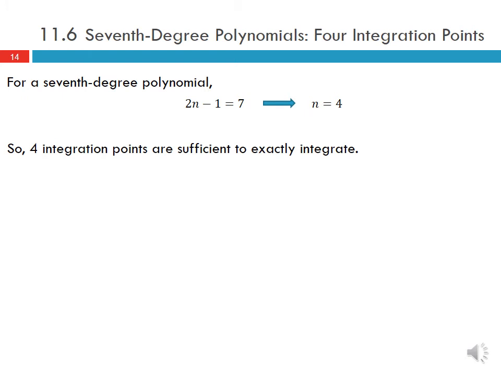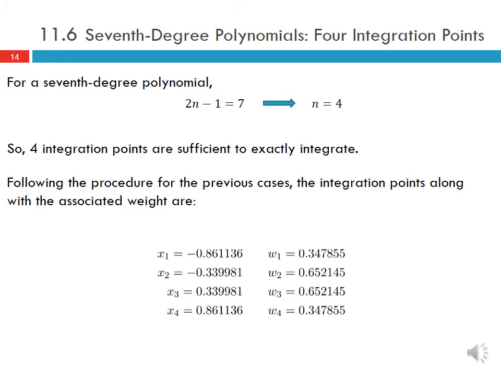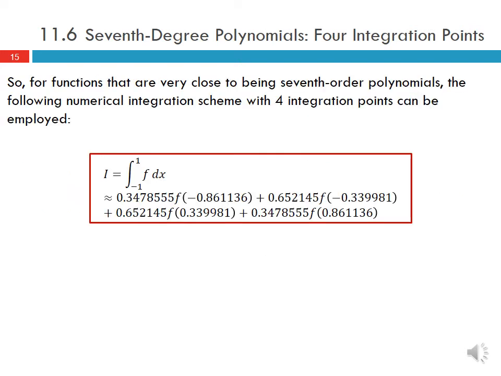For a 7th degree polynomial, n is equal to 4, so 4 integration points are sufficient to exactly integrate a 7th degree polynomial. So following the same procedure that we've shown in the previous cases, the integration points and associated weights are shown here. And similarly, we can use this weighted sum of the function evaluations to approximate the integral. So this is for a 7th order polynomial with 4 integration points.